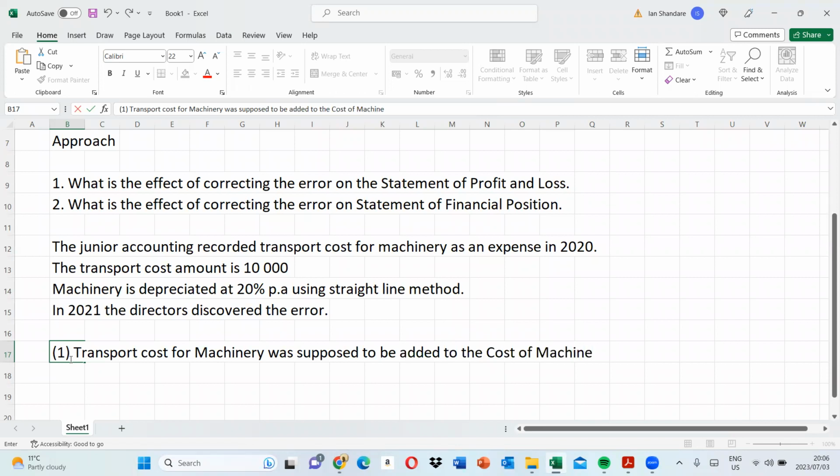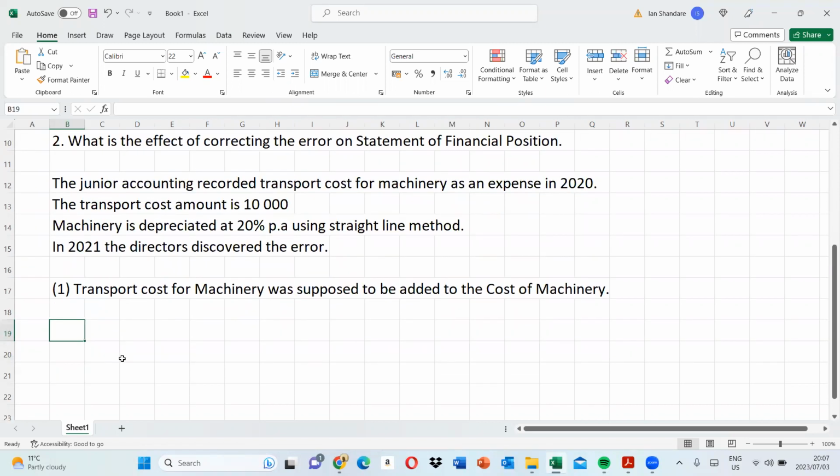We can all agree that when we did property, plant, and equipment, we did so that transport cost of machinery, we add it to the value of our asset. That is what we did look at when we're looking at the cost of our assets. Now, however, our accountant made a mistake. They treated the transport cost as an expense. Now, let's look at what is the effect of this.